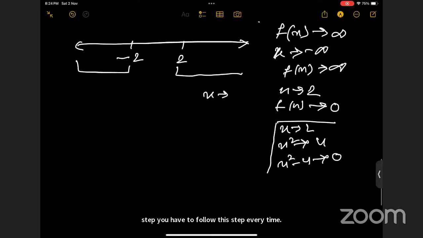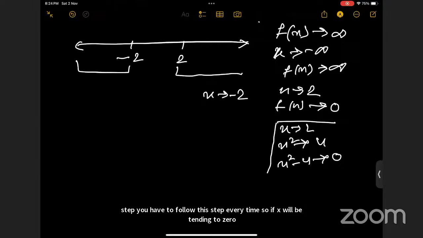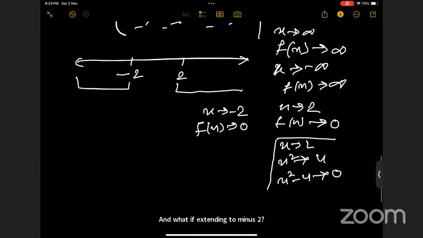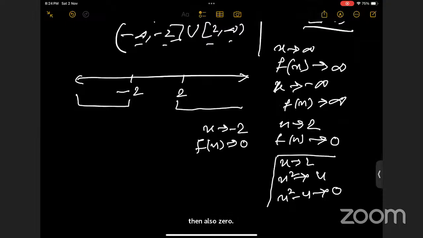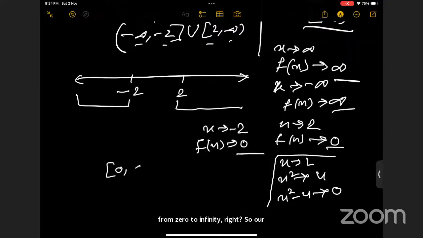And what if x tends to -2? Same, right? Then f of x again will be tending to 0. So we get that it's varying from 0 to infinity, right? So our range will be 0 to infinity. Is it now clear?